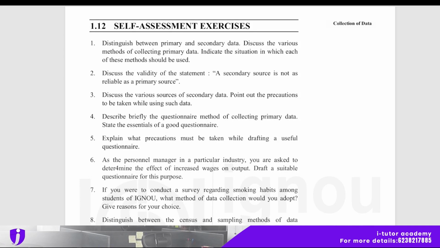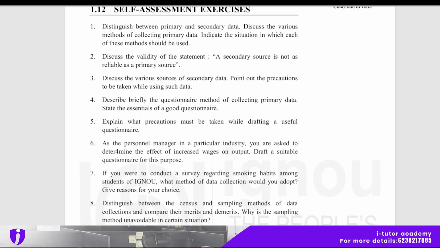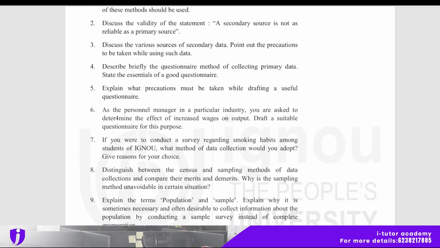Discuss the validity of the statement: a secondary source is not as reliable as a primary source. Discuss the various sources of secondary data. Point out the precautions to be taken while using such data, and describe briefly the questionnaire method of collecting primary data. State the essentials of a good questionnaire and explain what precautions must be taken while drafting a useful questionnaire.